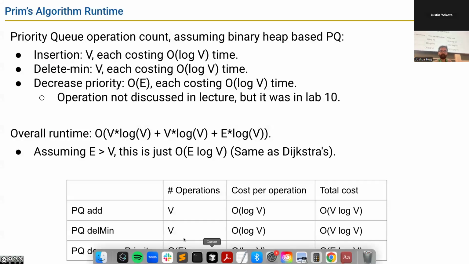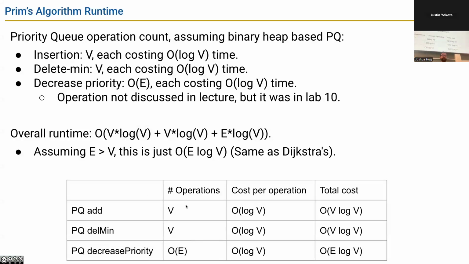Okay. So what I did here is I just thought about, don't look at the top of the slide. I want to look only at this table. The number of times that I'll add and delete are both exactly V. Every vertex gets added once. Every vertex gets deleted once. And then in the worst case, we'll have E different decrease priority operations. I said the cost per operation is big O of log V.